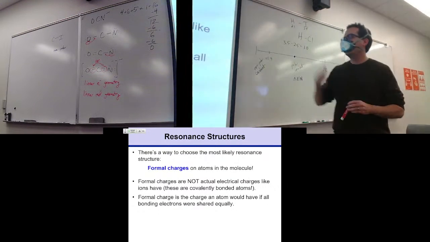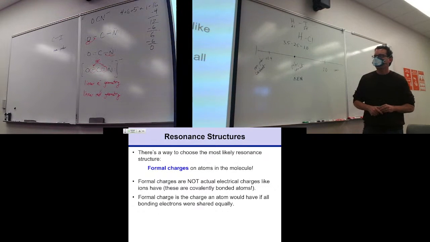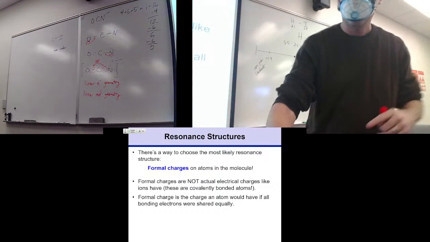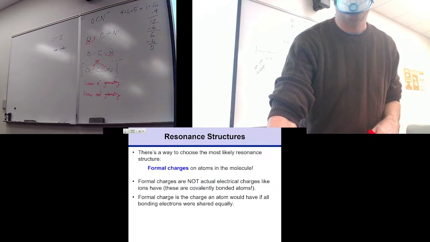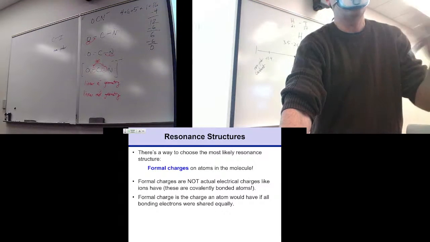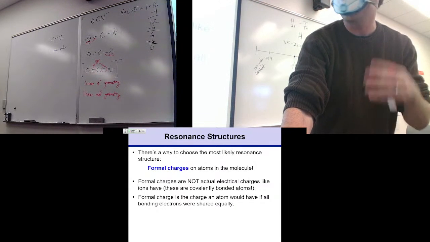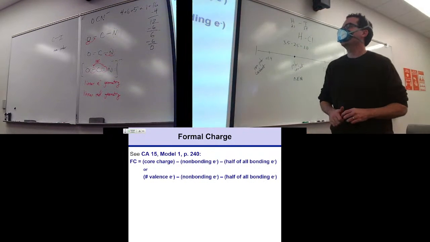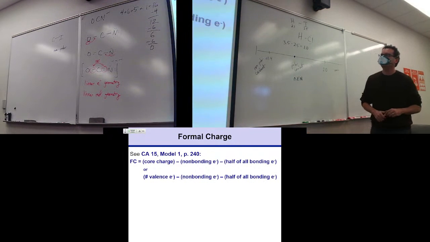So I guess a better way to think of formal charge is if all of the bonding electrons are shared equally, that's what the charge of an atom would be. But I'm not a big fan of the definition. I like to think of formal charge as the tool that we use to understand the structure. That's it. So we covered the calculation for it in the lab.